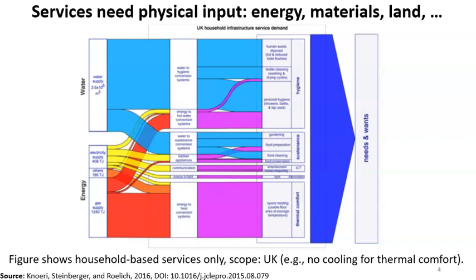We need energy to heat our buildings, to cool them. We need water to drink and to clean our flats and so on. So we link our human needs and wants to services and then to energy, material and land use, for example.